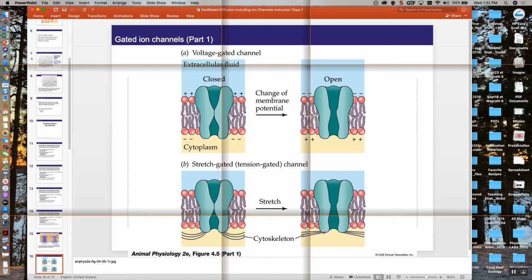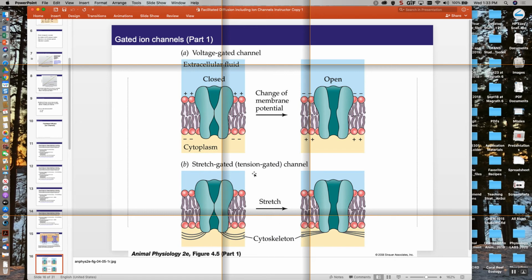All right, so let's think about this. What happens when I drop a cell into a hypotonic solution? What's going to happen? It's going to swell, right? Water's going to go into the cell. It's actually going to stretch these cytoskeletal elements and open channels to try to self-regulate. It's going to start to move solute out, trying to get water to go out at the same time to try to keep the volume in a homeostatic range, right? That's called regulatory volume decrease, okay? All right, so that's another type of ion channel, stretch-gated, tension-gated, or mechanically gated.